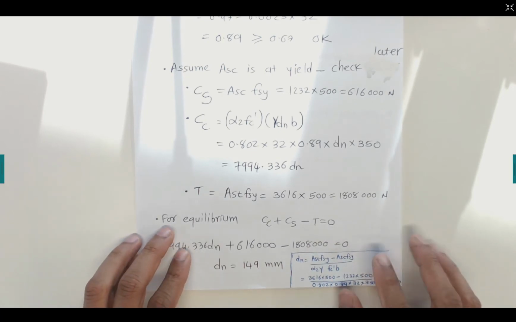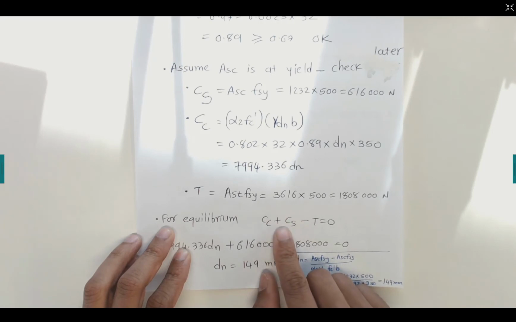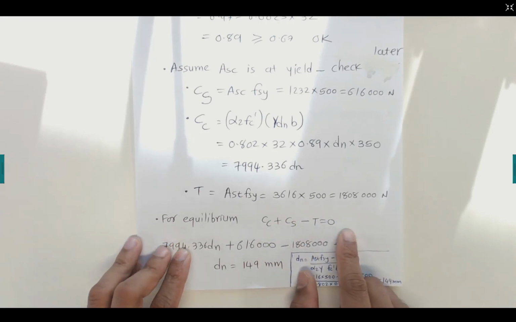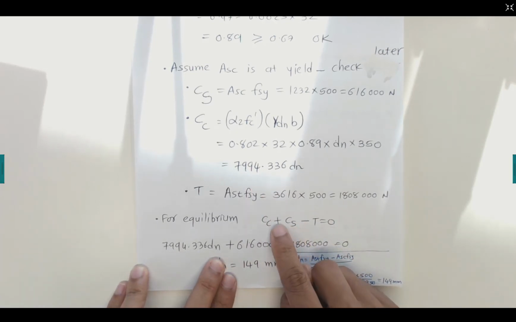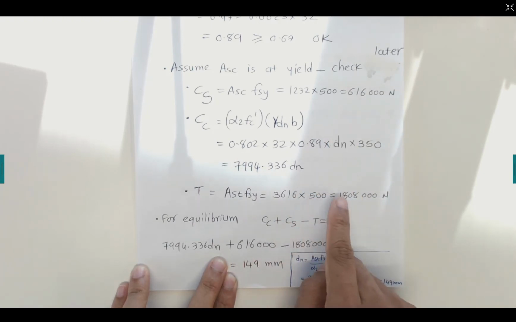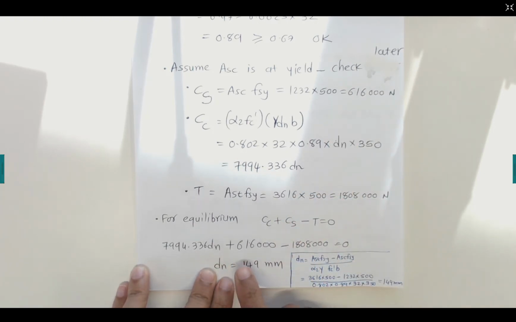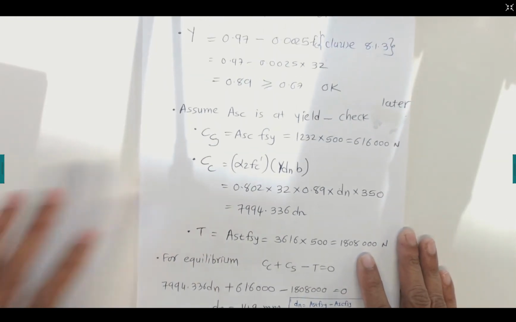Now the cross section must be in force equilibrium. So compression force positive, tensile force negative, equal to 0. We substitute all the values: 7994 dN for CC, CS is 616 times 10 to the power 3, and we substitute the value for T. If you simplify that, we find dN is 149 millimeters. Now that is step number 1.